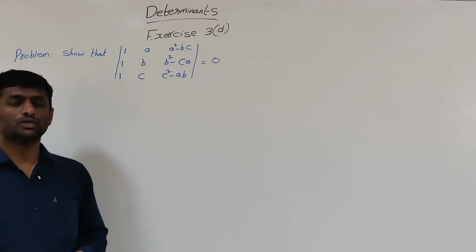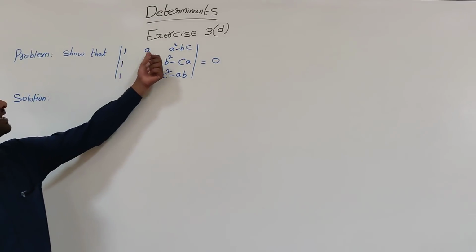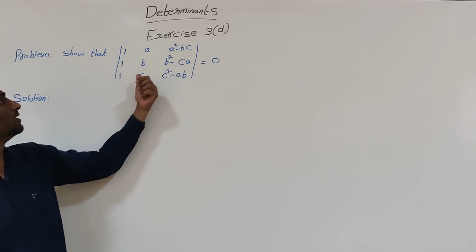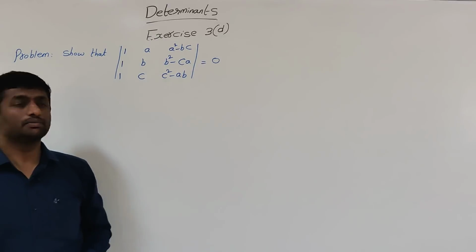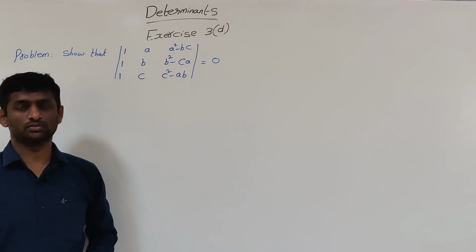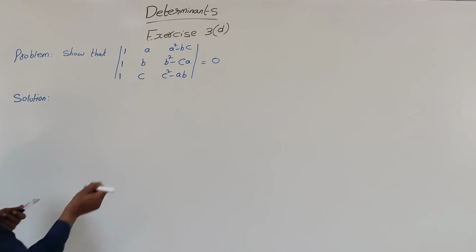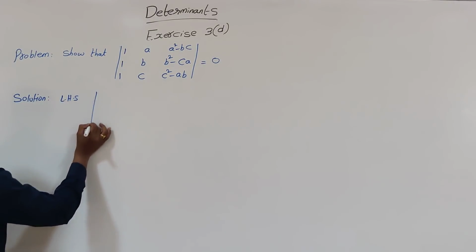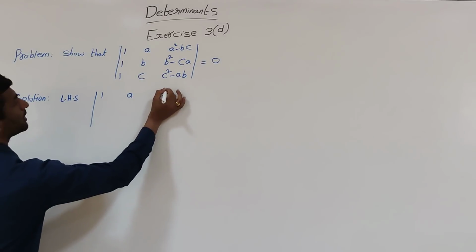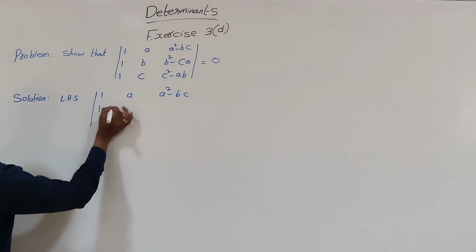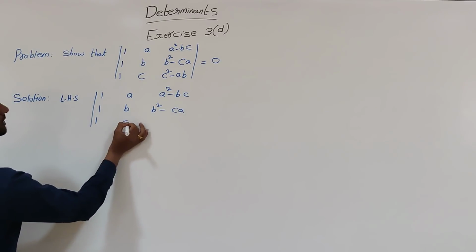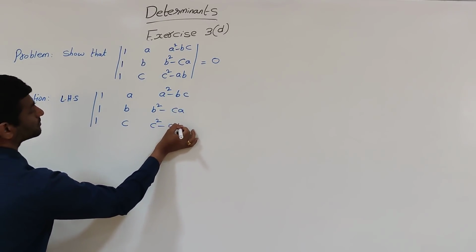Next question. Show that the determinant of 1, A square minus BC; 1, B square minus CA; 1, C square minus AB is 0. So we'll see the proof. We'll take the LHS: 1, A square minus BC; 1, B square minus CA; 1, C square minus AB.